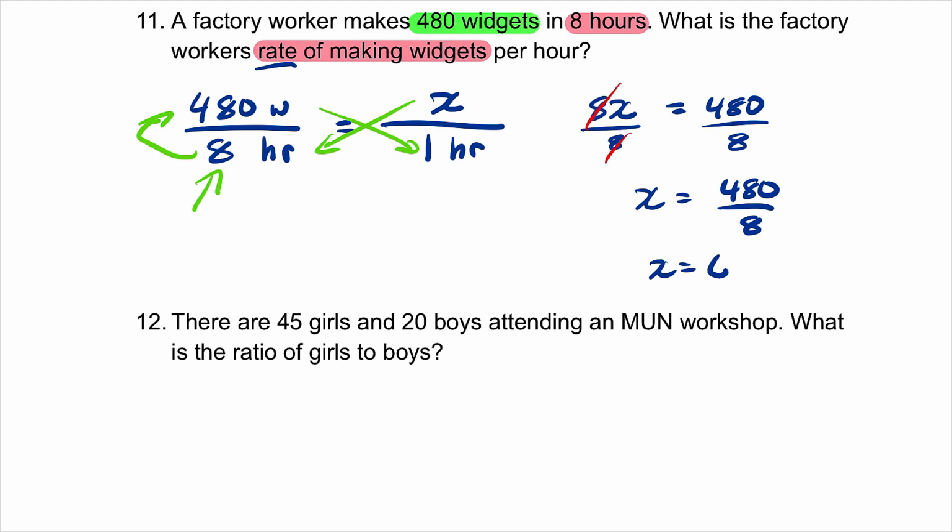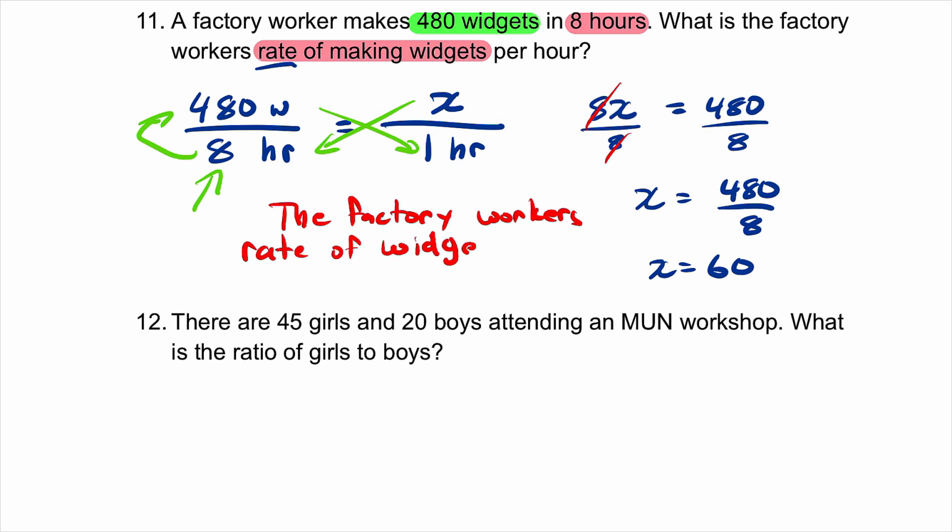So this equals 60, and the final answer would be the factory worker's rate of widget making is 60 widgets per hour. Okay, here we go. One more question.